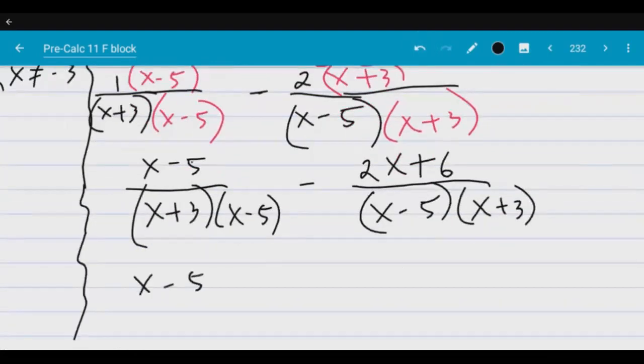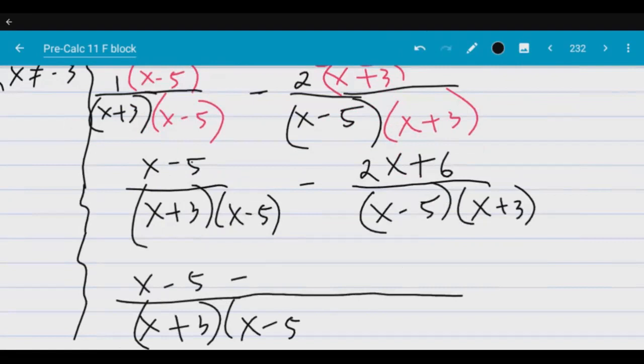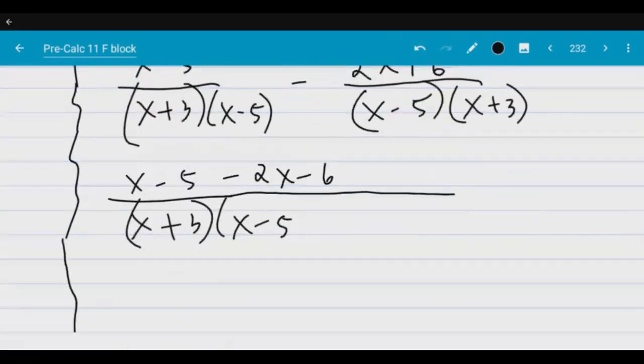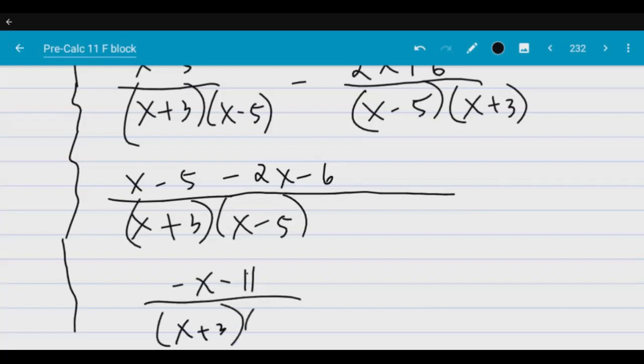x minus 5 over x plus 3 times x minus 5. Since they have the same denominator, now I'll just be putting them together. And look, minus, so this negative sign is applied to these two. It becomes minus 2x minus 6, giving me a final answer of x minus 2x is negative x minus 11 over x plus 3 times x minus 5. There's no need to multiply these two in the denominator, okay? And x cannot be equal to negative 3 and positive 5, okay?